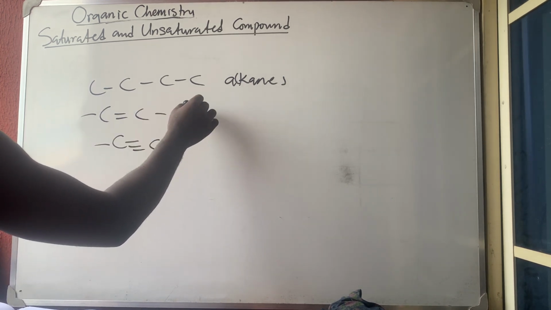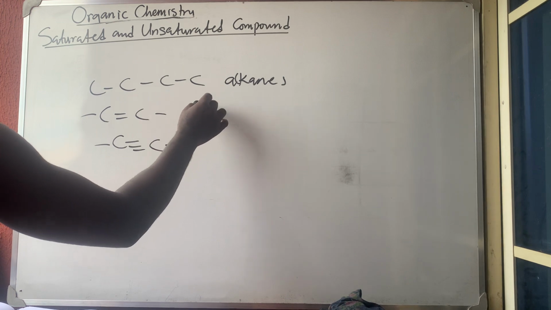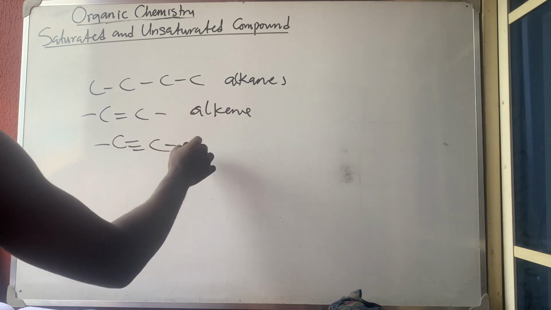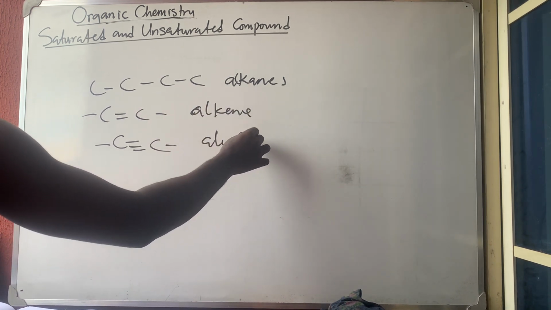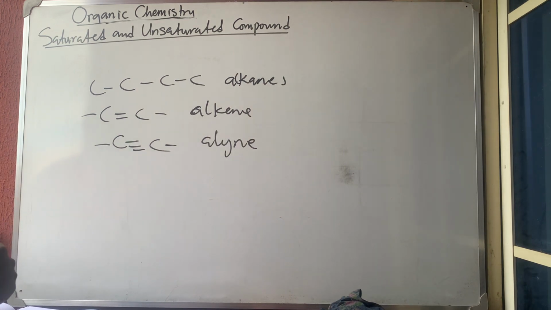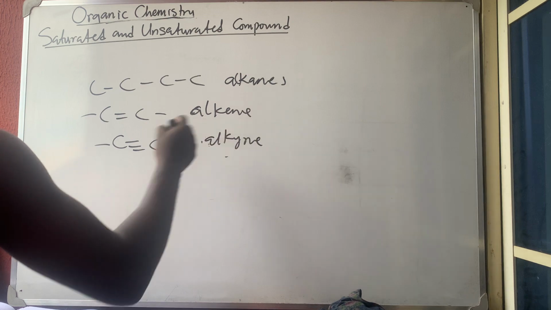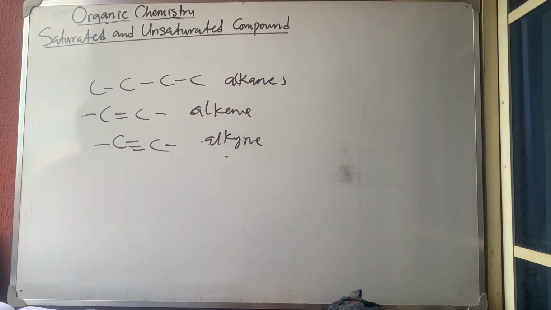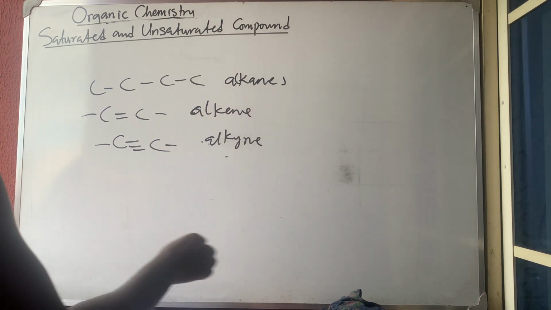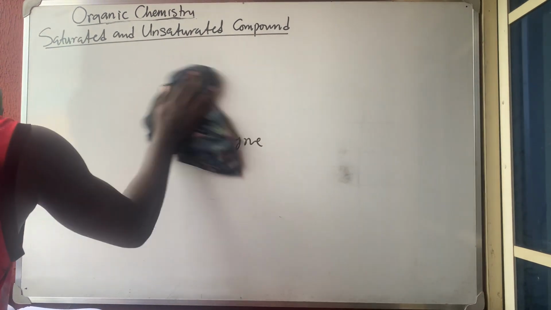Example of this single bond is what? Double bond are the alkenes. And this one, what? Are the alkynes. Okay, so that is that. Let's move into the main thing, and the main thing is formulas.